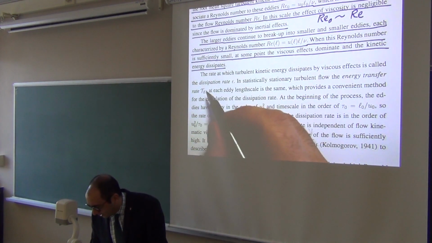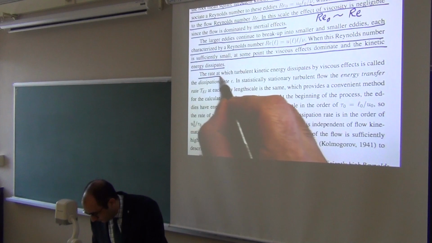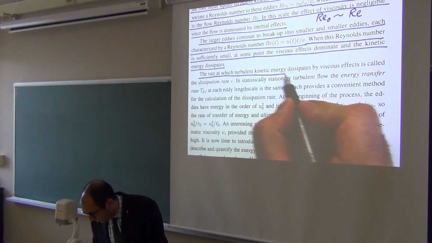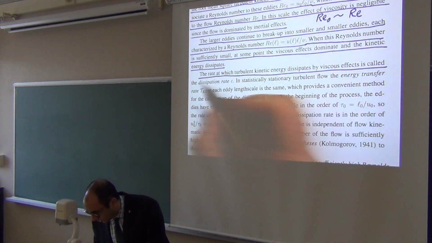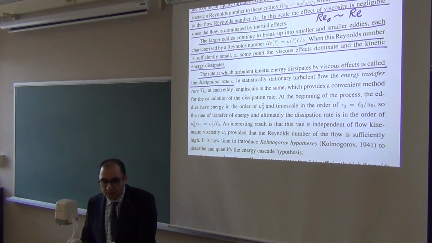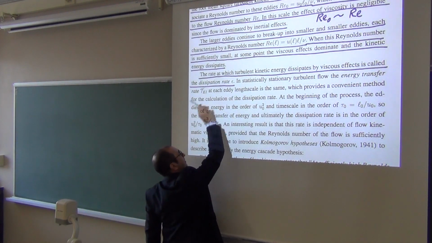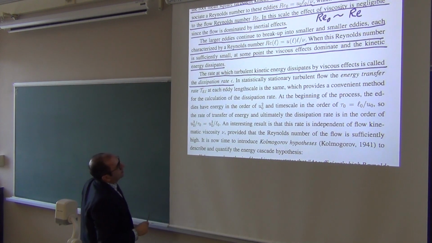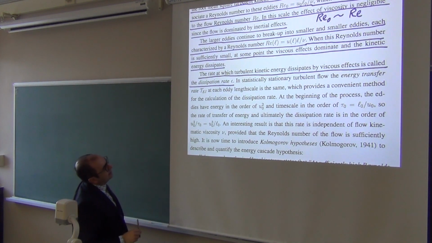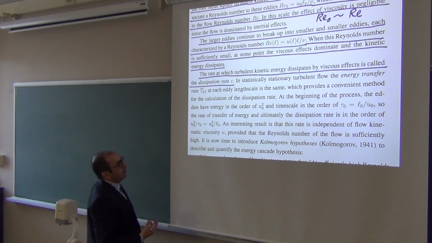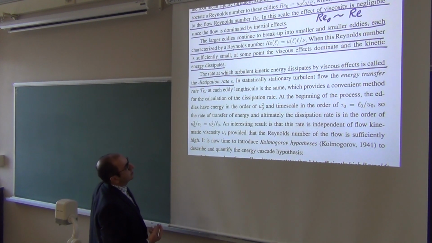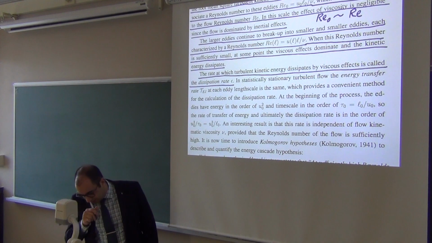The rate at which turbulent kinetic energy dissipates by viscous effects is called the dissipation rate. I promised to define this for you, epsilon. It was in the last chapter. This is the rate at which this kinetic energy is breaking down into smaller scales. It takes a certain amount of time for this to happen. So the rate of the transfer of kinetic energy is known as the dissipation rate.